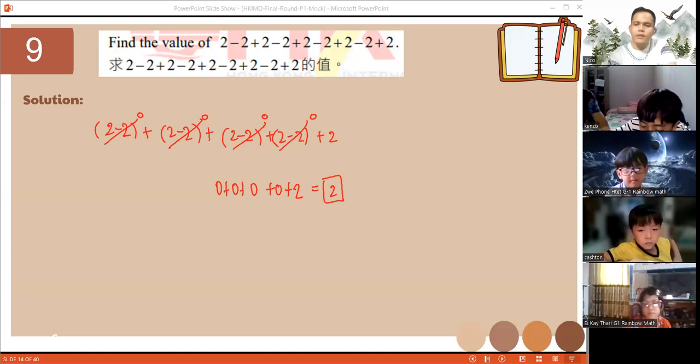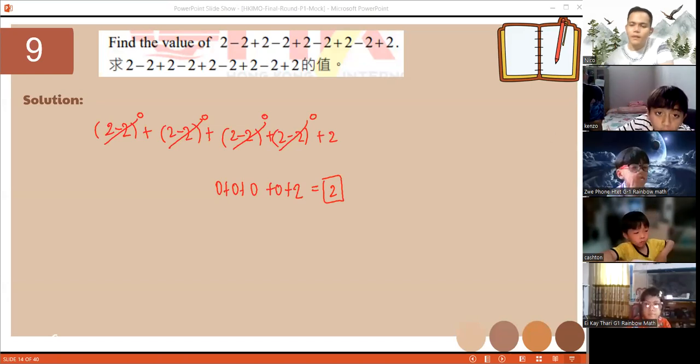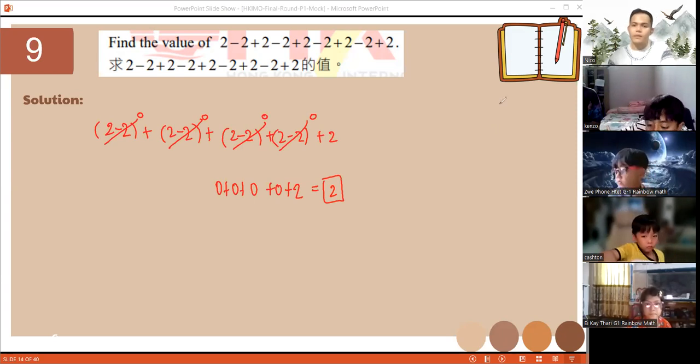Okay. So aside from doing the arithmetic part, you need to be very observant also with what is given. Okay. Because if you're observant enough to what is given, you'll be able to get the correct answer.